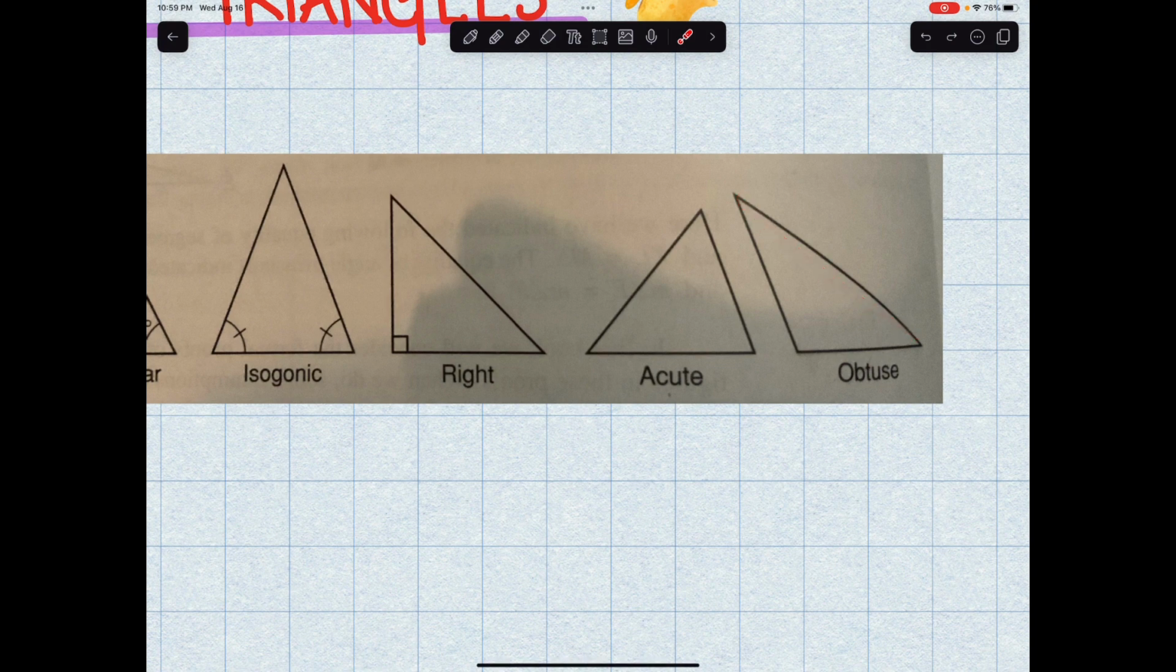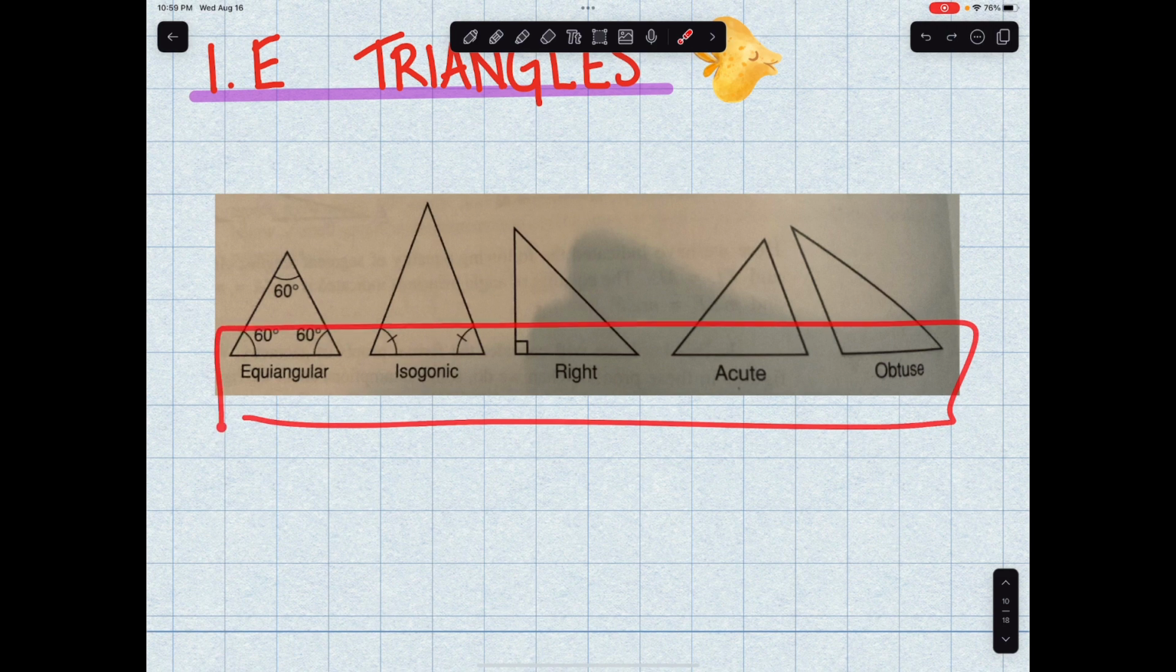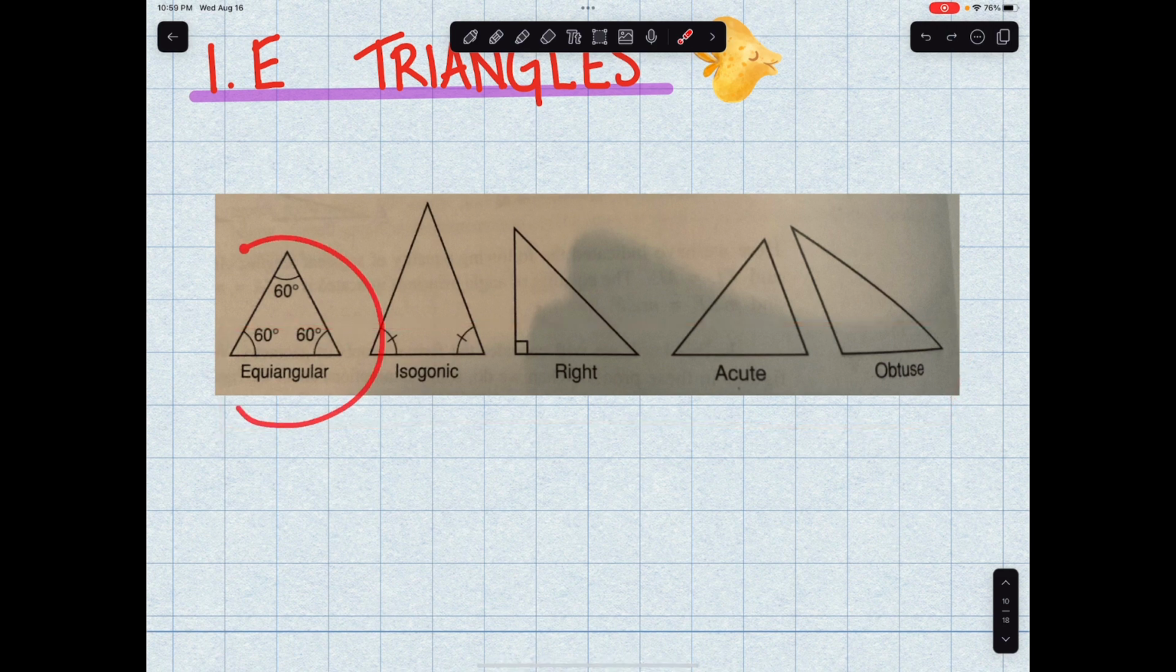All right, you can also classify triangles based on the length of their sides. So this is how you classify triangles based on their angles. All of them are the same, equiangular. Two of them are the same, isogonic. One is a right angle, right triangle. They're all acute, or one's obtuse.